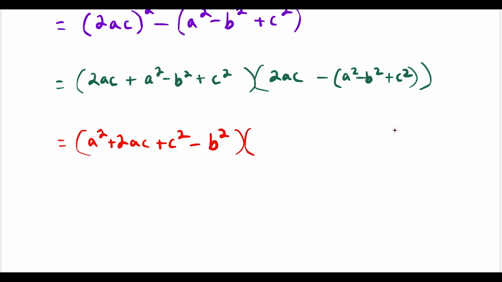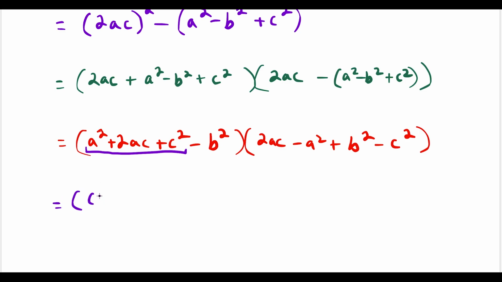And then in the second set of parentheses, we could distribute this negative. So we'll have 2ac minus a squared plus b squared minus c squared. Now, it may not be 100% obvious what we have to do here, but this part right here, a squared plus 2ac plus c squared, is actually going to factor really nicely to (a plus c) squared. Because if I expand (a plus c) times (a plus c), it would give me a squared plus c squared, and then my middle term would be 2ac. So this part factors really nicely, and then we'll have our minus b squared tacking on.